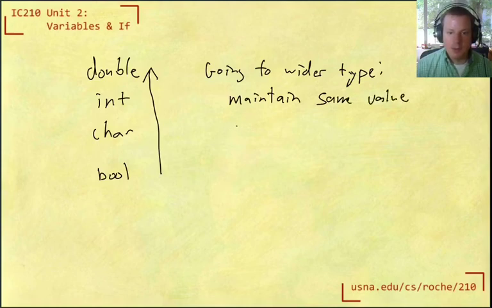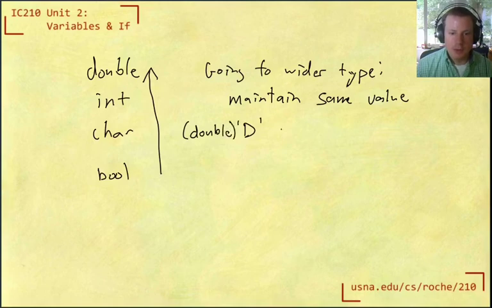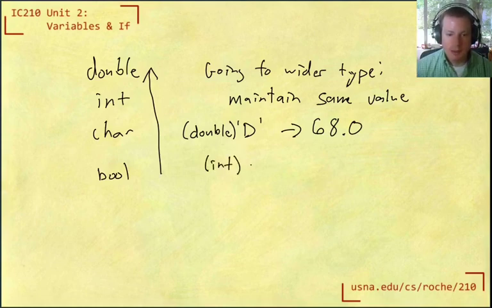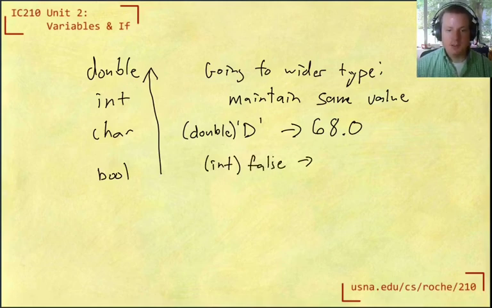Right, so for example, D as a char, if I were to cast that to a double, well, that is going to maintain its same value of 68, and just as a double, it'll be 68.0. Okay, so we interpreted that as an int, and then we think about what that means. If I were to cast the Boolean value of false to an int, well, false is 0, so that would just become the int value of 0. So going to a wider type is kind of straightforward.